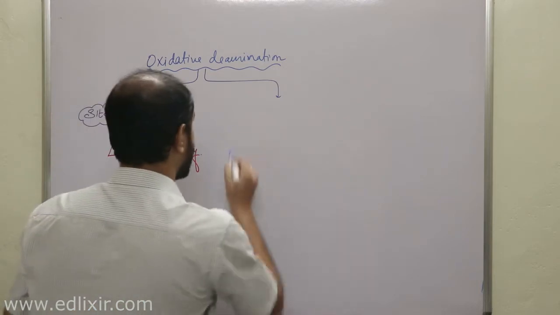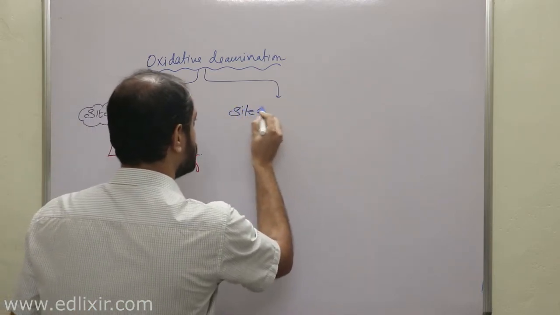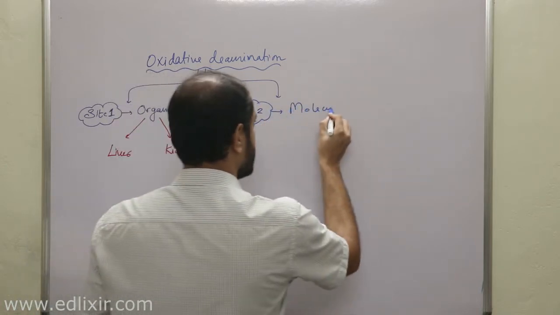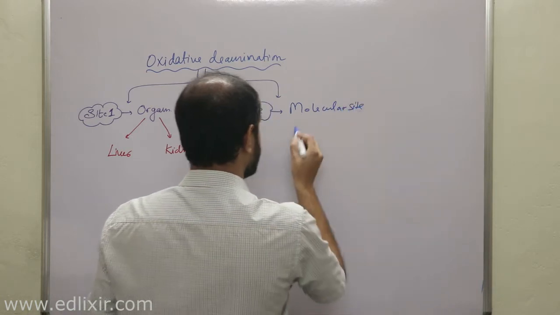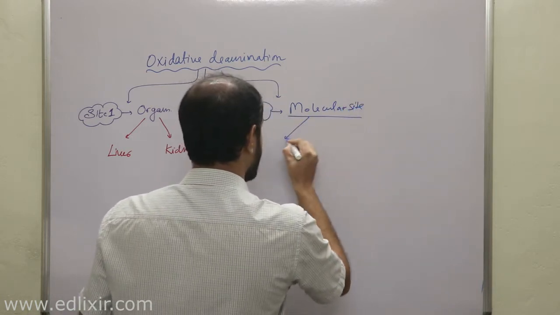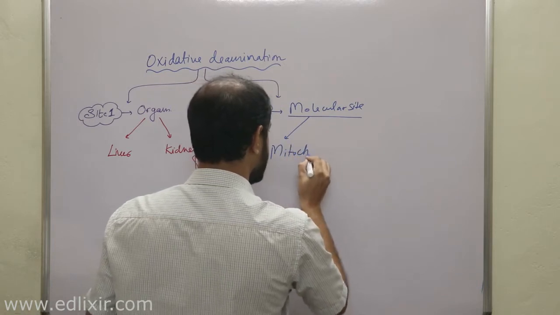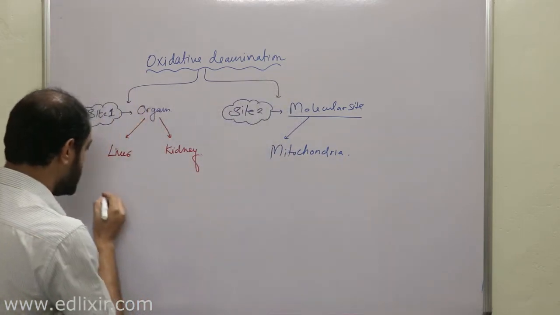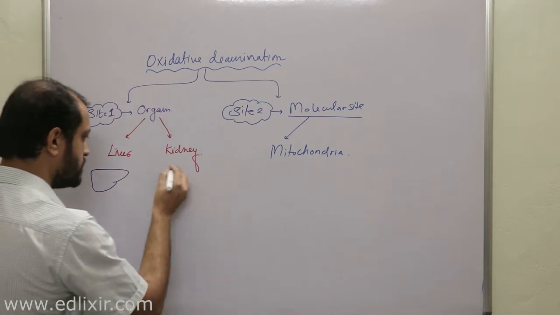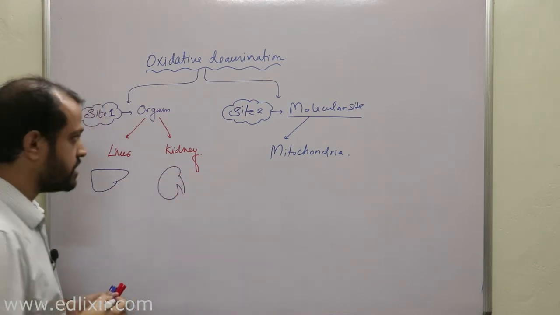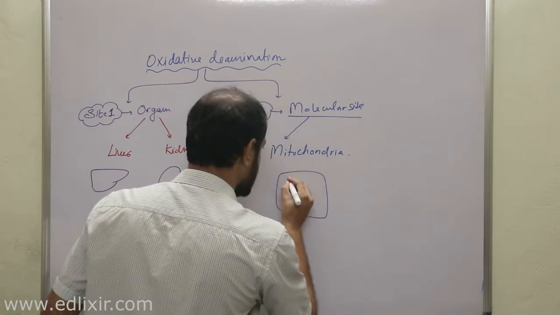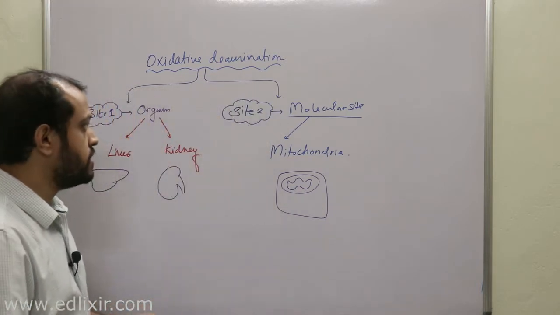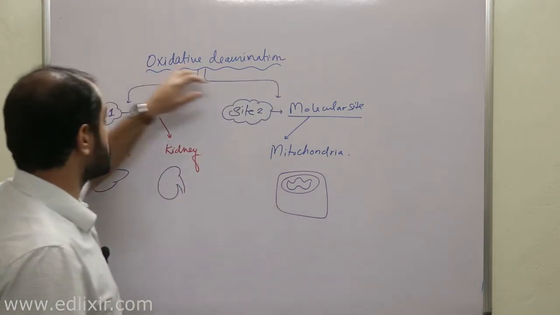Now the site 2 is actually the molecular site. Okay, the molecular site, that is mitochondria. It occurs in mitochondria. Clear? That means oxidative deamination takes place in liver and kidney at the organ level, and in a cell, oxidative deamination takes place in mitochondria. Clear? Okay. Now we will be talking in detail about the oxidative deamination process.